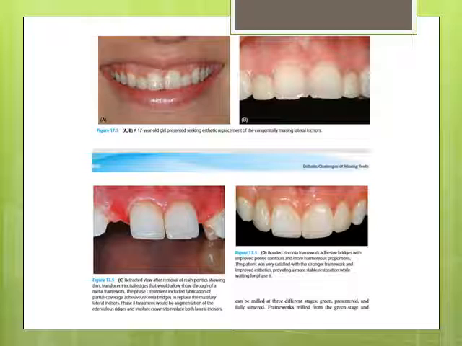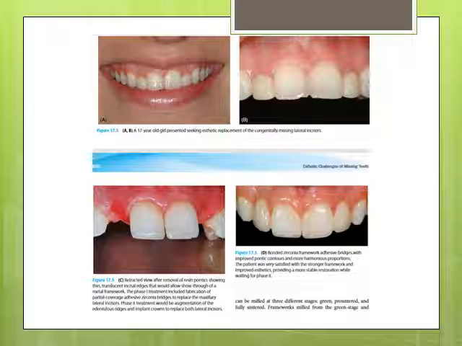Let's see this case. A 17-year-old girl seen with missing laterals, this one and this one. As you see from this frontal view, there is a decrease in the length. We need here to increase the length of the laterals in order to achieve a good zenith and good gingival margins.